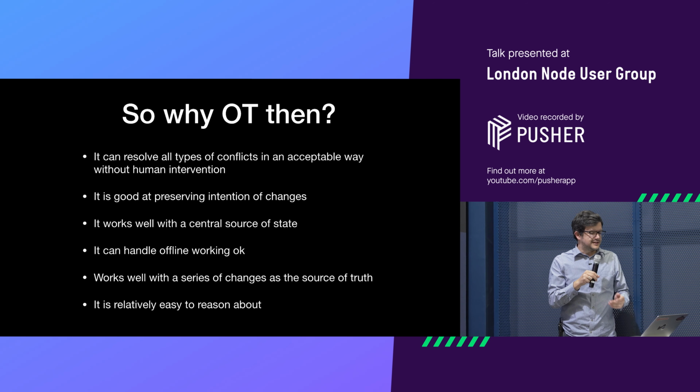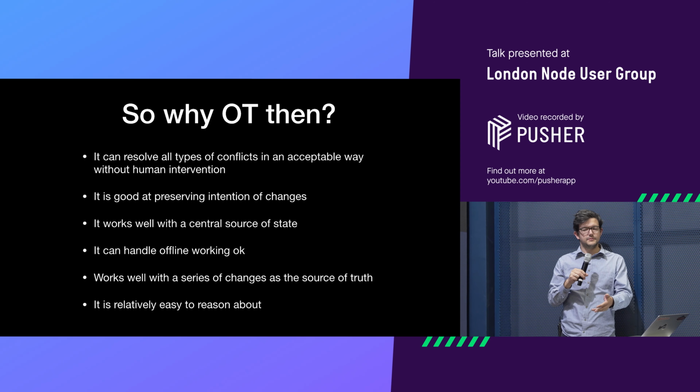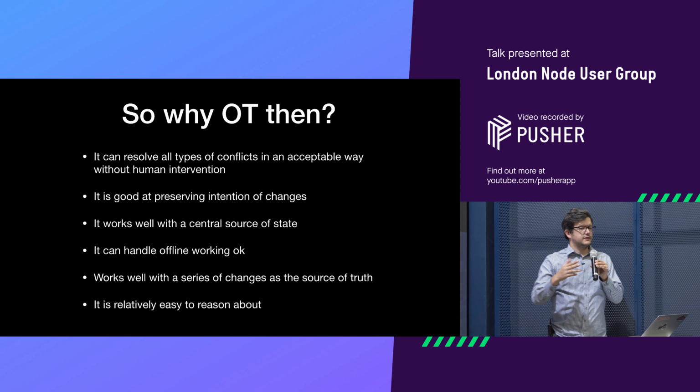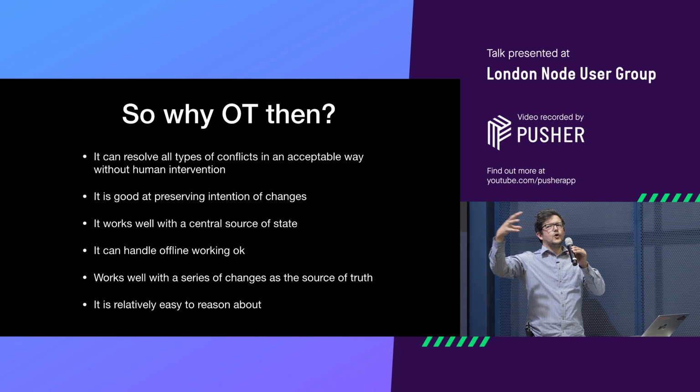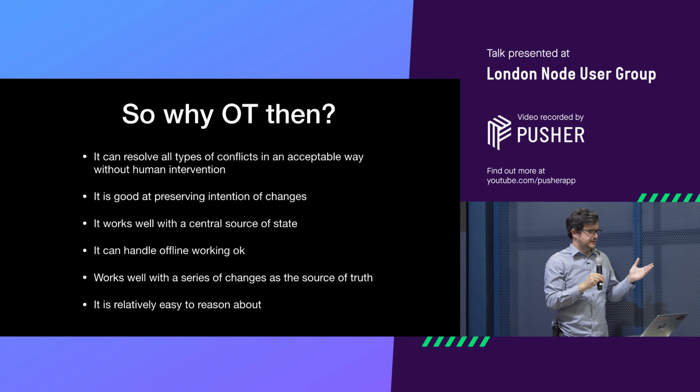But you can tell it can figure out the array positions and things like that. It works well with the central source of data, which was fine for us. And it can handle offline working okay. I put okay because, once again, if you're working offline for a while without getting updates, you may be working on a whole piece of data that someone's essentially gone and deleted. So the longer you stay offline, the less useful it's going to be.